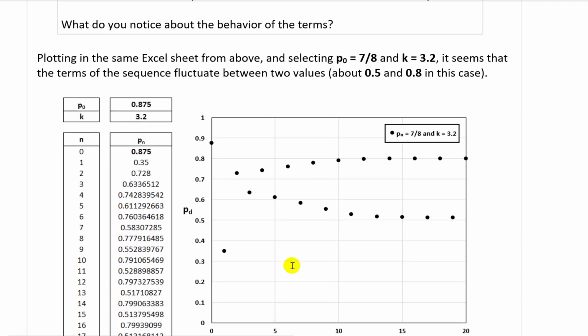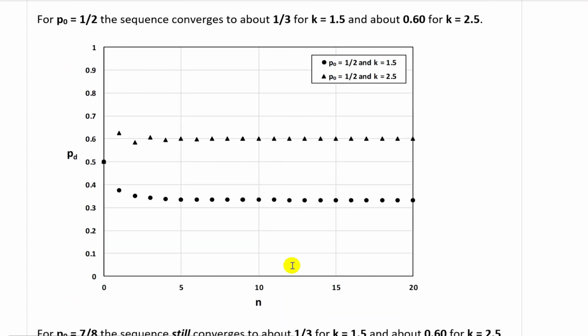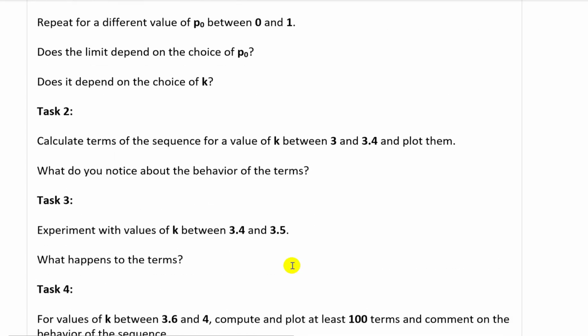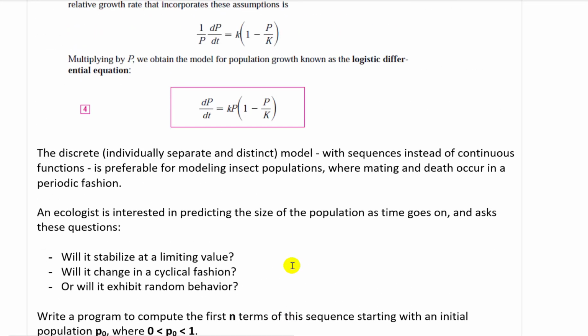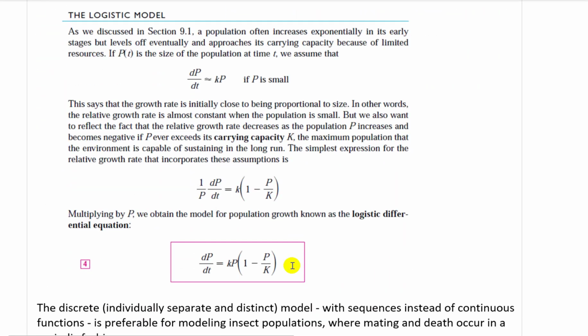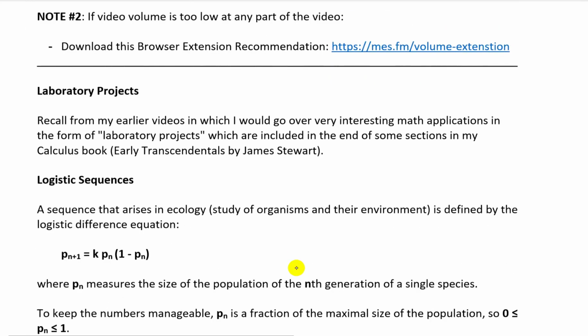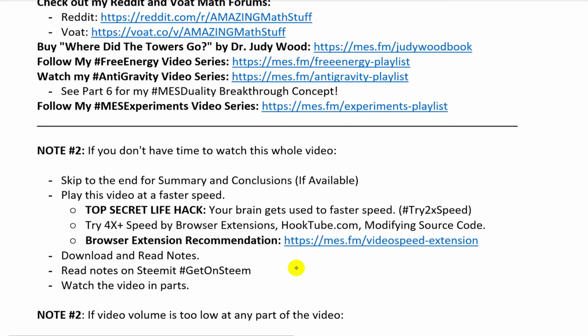Just scrolling up here, and again, I highly recommend downloading the Excel sheet and playing around with this. Very, very fascinating stuff, just playing around with this logistic sequence. This is similar to the logistic differential equation. All we're doing here is taking the initial population, multiplying it by the k value, and then multiplying by 1 minus this population. Then we get a new one here, and we can get very chaotic ones for increasing values of k, which is very fascinating.